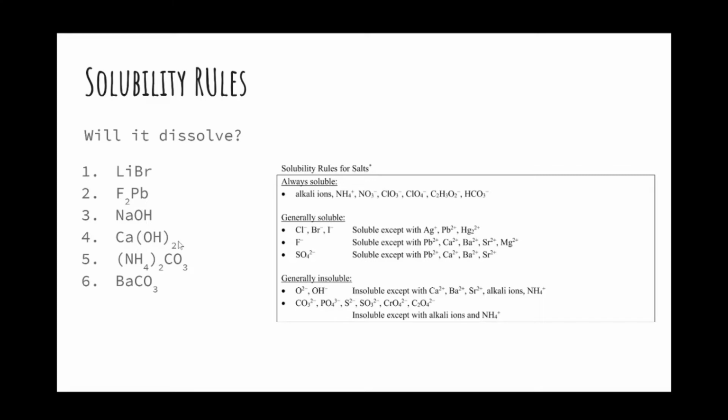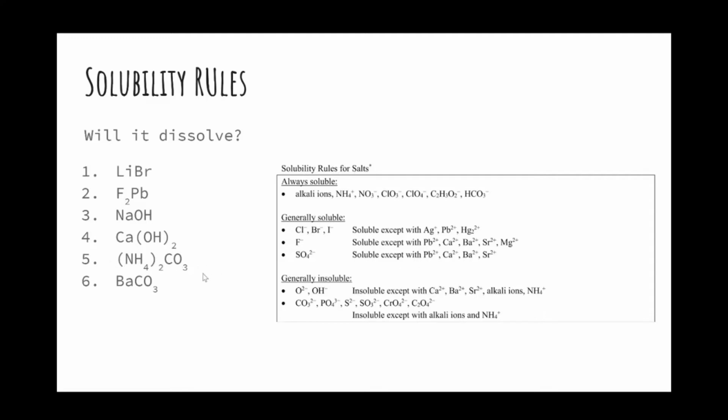We have calcium hydroxide. Well, we actually don't have anything too much about calcium. We see calcium right here, but we do have things that are generally insoluble. So here are my hydroxides. These are generally insoluble, except for calcium, barium, strontium, alkali ions, and ammonia. So actually, this right here is soluble because it's insoluble except when bonded to those. And since it is bonded to calcium, it is soluble.